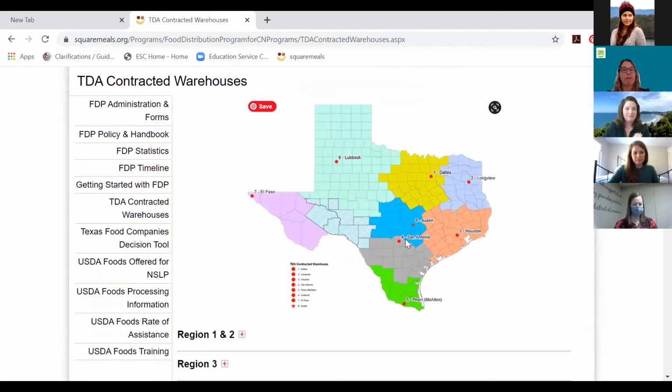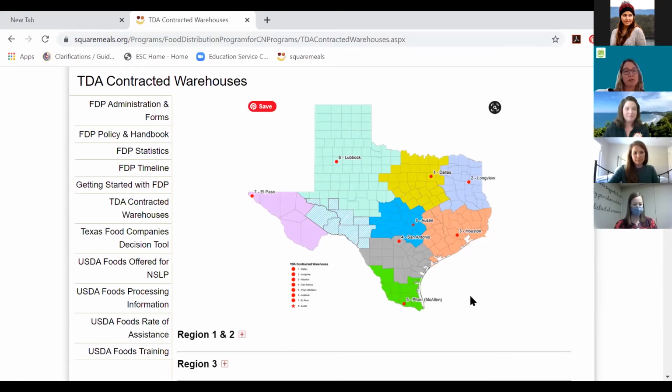So here in Texas, we have 8 different delivery regions with 8 different contracted warehouses. And so within this map, you can kind of see that there are a few cities there, Austin, Dallas, Longview. These are called the ideal cities. And so this is really important to know, where you are in terms of the ideal delivery city. So if you're within a 100-mile radius of that ideal city, you have a 20-case delivery minimum for your USDA foods. If you're farther than 100-mile radius, you have a 40-case delivery minimum for your USDA foods.